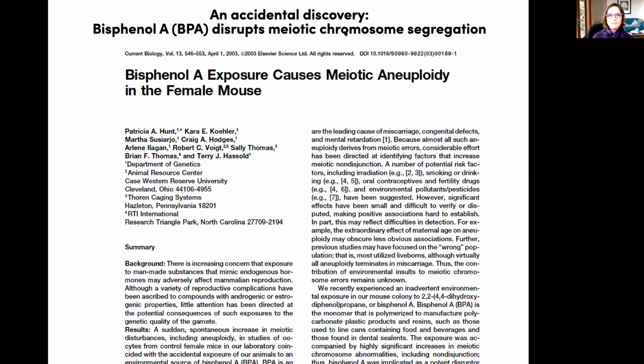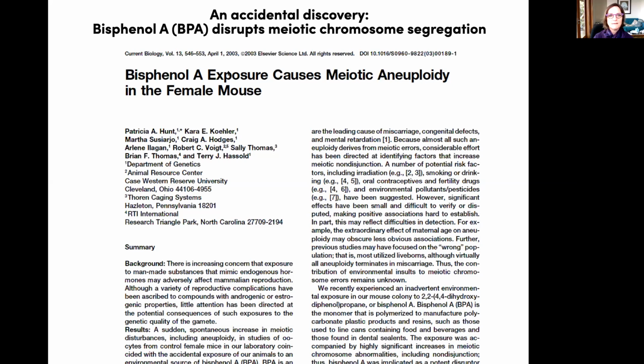It's actually a study of meiosis that led to the whole backlash against a lot of the plastics. So you basically can't buy a plastic water bottle that doesn't say BPA free on it. And BPA, bisphenol A, is a chemical that is used in the manufacture of plastics. It keeps plastics kind of liquidy so that you can form them. And it was discovered actually totally by accident that bisphenol A disrupts meiotic chromosome segregation.